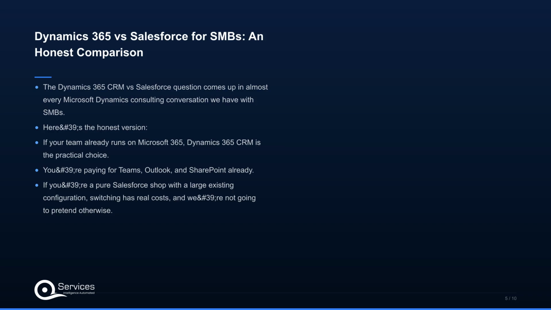If your team already runs on Microsoft 365, Dynamics 365 CRM is the practical choice. You're paying for Teams, Outlook, and SharePoint already. Adding Dynamics 365 CRM into that stack is cheaper and simpler than maintaining a separate Salesforce instance with third-party connectors eating into your budget. If you're a pure Salesforce shop with a large existing configuration, switching has real costs, and we're not going to pretend otherwise. We covered this in depth in our Dynamics 365 versus Salesforce 2026 cost breakdown, which includes migration timelines and total cost of ownership comparisons across company sizes.